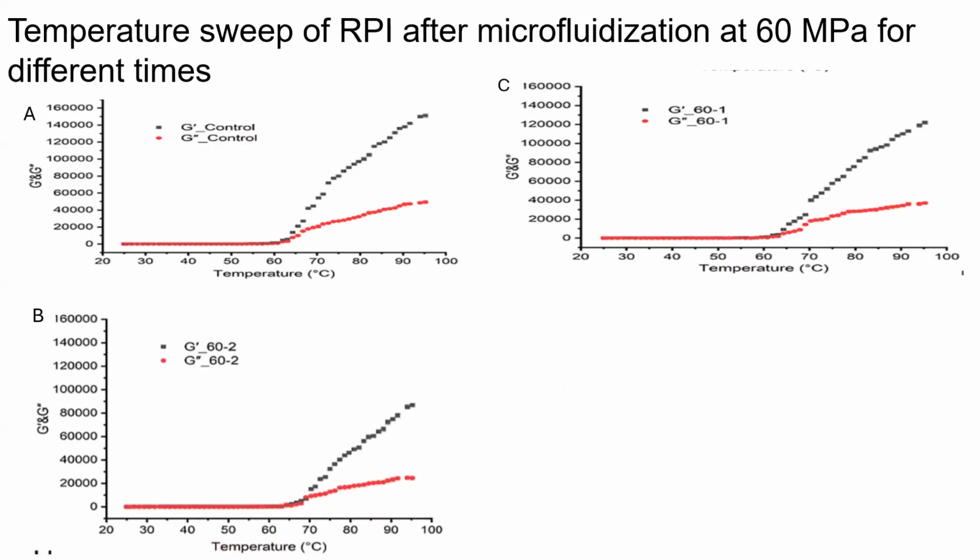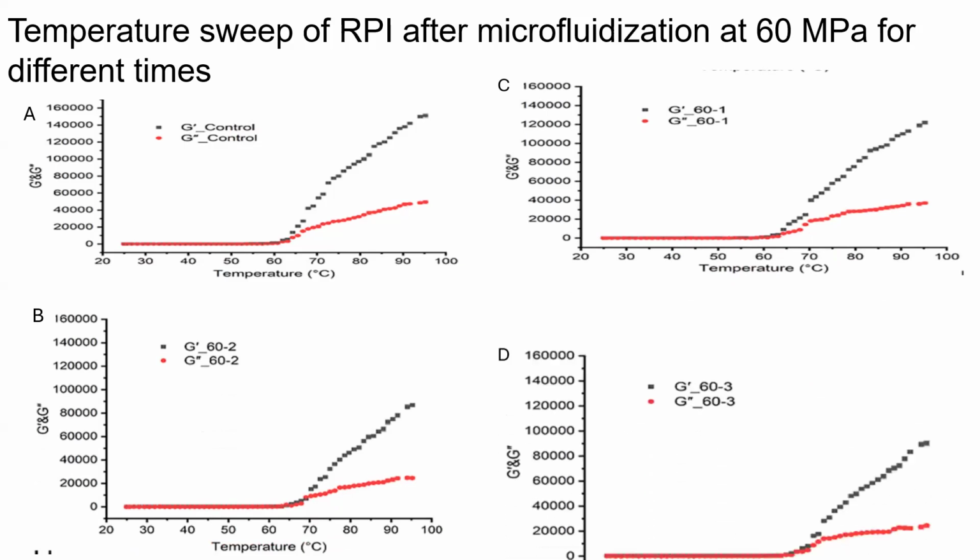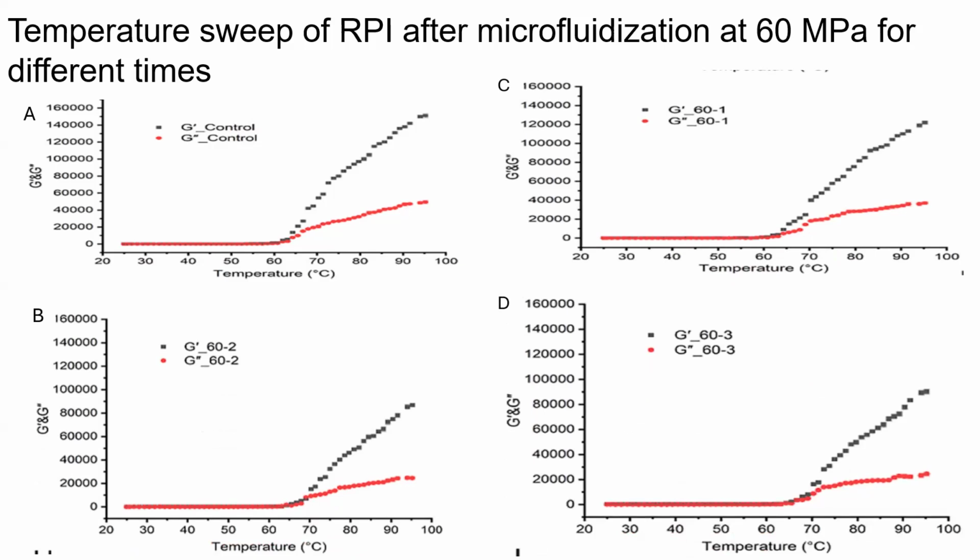But as the time of the treatment increases from 2 minutes, the gelation temperature also goes up until 69 degrees Celsius. And a similar trend is seen in the 60 megapascal for 3 minutes treatment. So what happens is probably because the size changed and there are some changes in the secondary structure, we saw that there is more possibility that hydrophobic amino acids are more exposed.